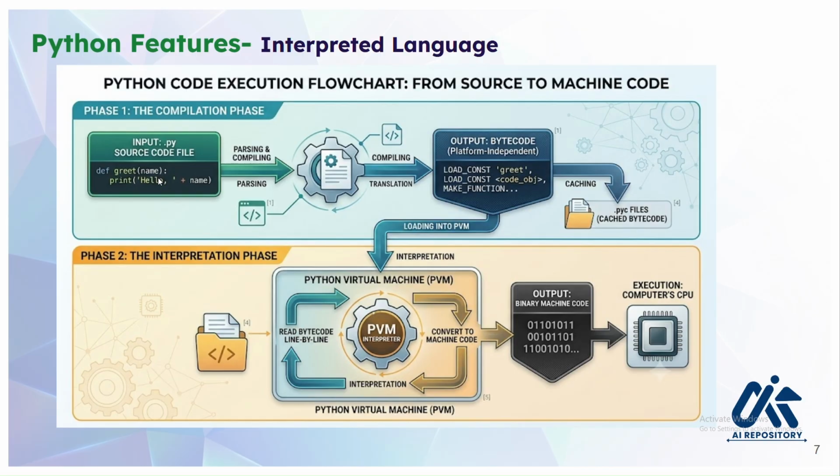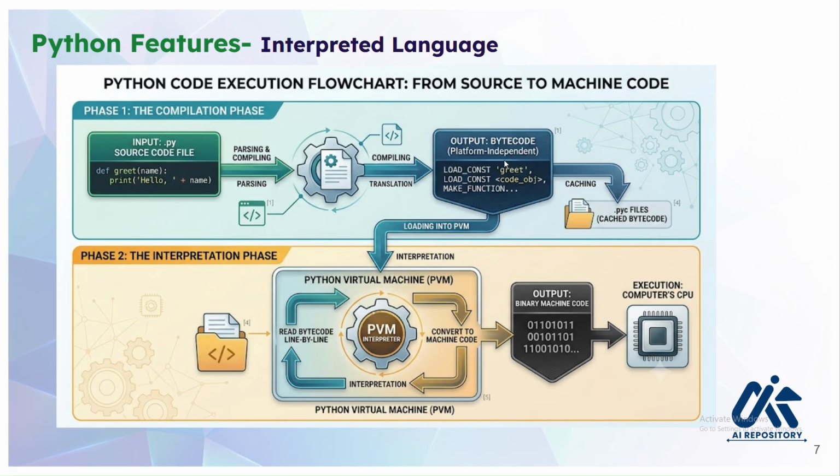How? We'll see that in upcoming videos. When we do that, the compiler compiles this source code file and translates it. How does this translation take place? This translation generates bytecode. The output of this process is bytecode, and this bytecode looks something like this: load constant greet, load const code object, make function, something like that. And this bytecode is platform independent.